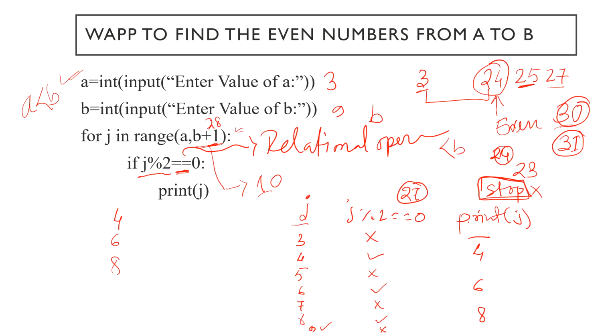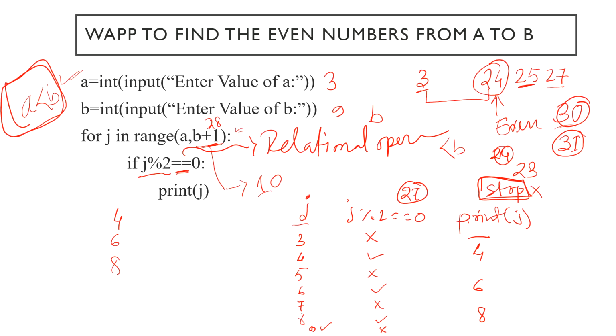This program is also dynamic, but there is only one restriction. What is that restriction? That the value of A must be less than the value of B. This is the restriction here. So this point we need to keep in our mind while executing this program. Otherwise, in writing there is no problem, but while execution, when we enter the values, we need to keep in mind that the value of A must be less than B.